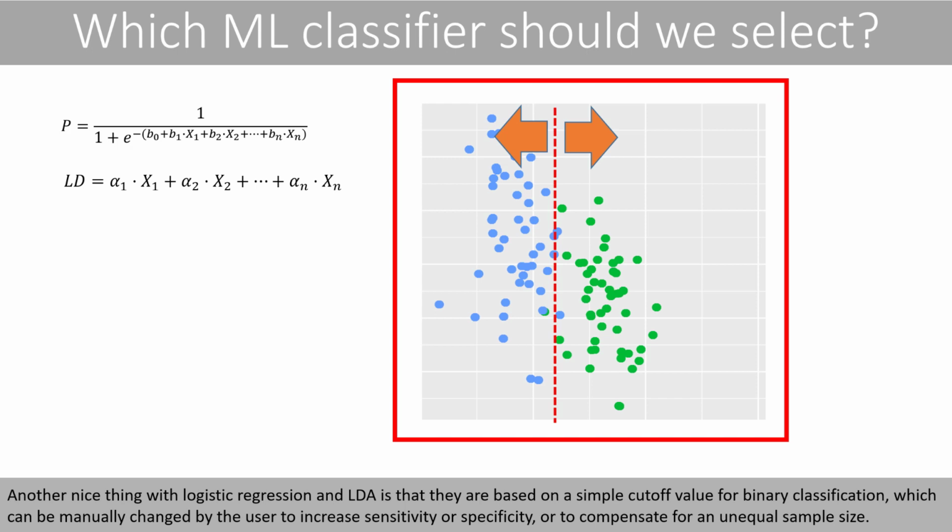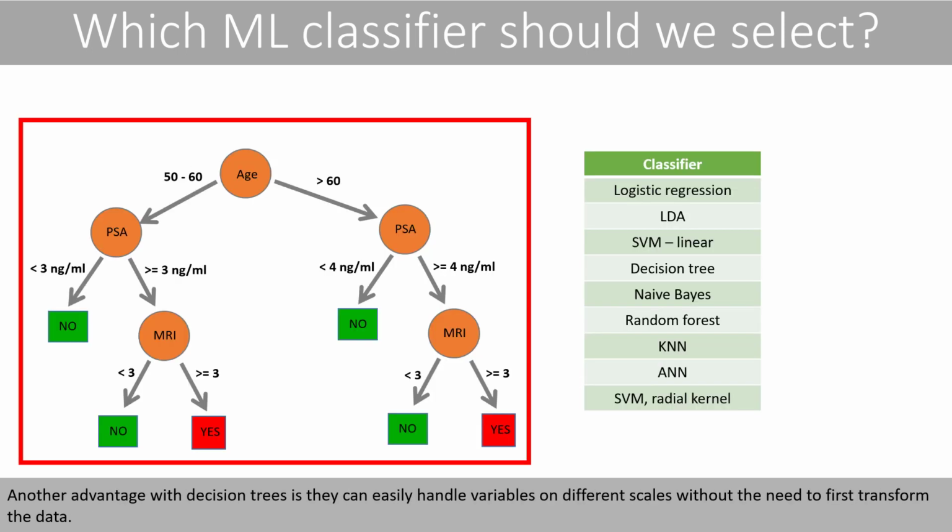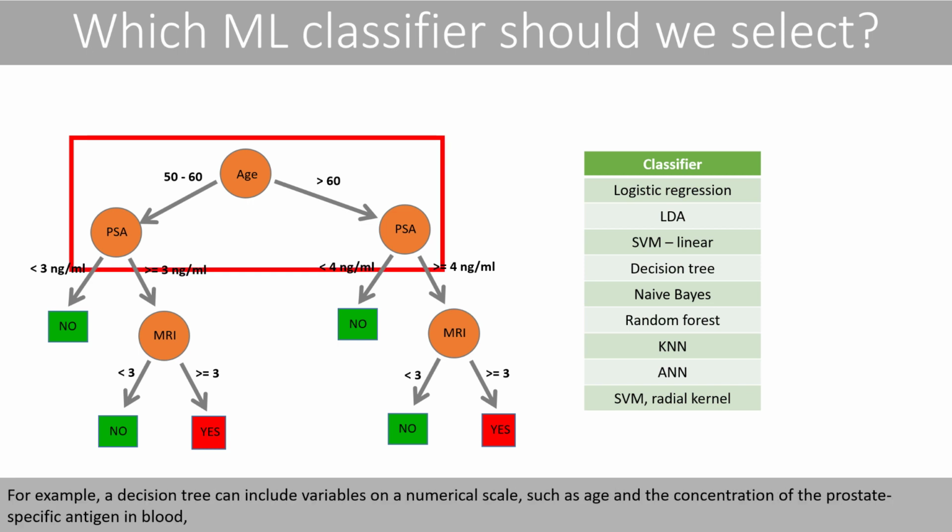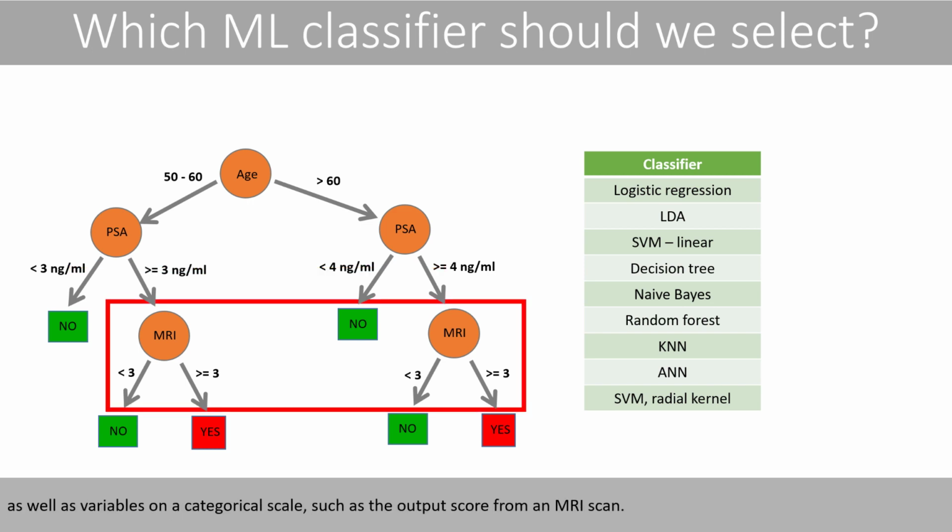Another advantage with decision trees is that they can handle variables on different scales without the need to first transform the data. For example, a decision tree can include variables on a numerical scale, such as age and the concentration of the prostate-specific antigen in the blood, as well as variables on a categorical scale, such as the output score from an MRI scan.